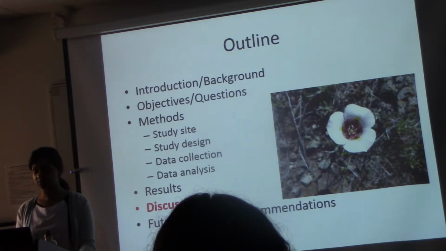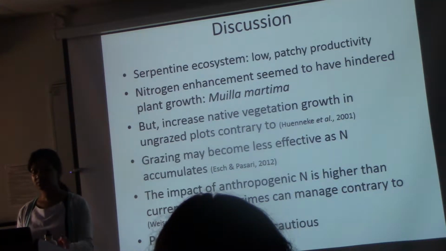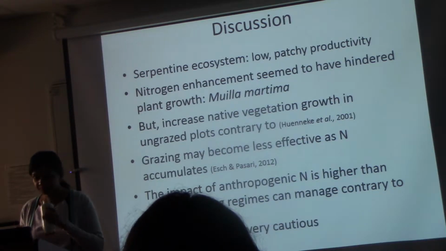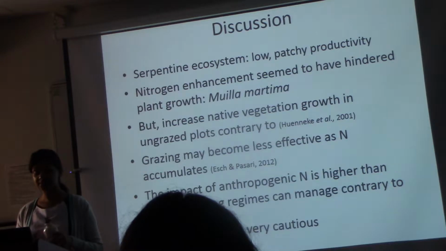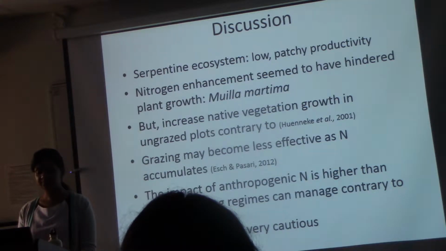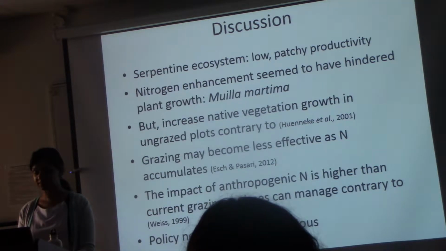Moving on to my discussion. The two main characteristics of serpentine are a spatially complex landscape with low, patchy productivity. My data collection was limited due to high variability. The rareness of these plants also made it more difficult to find statistically significant differences.